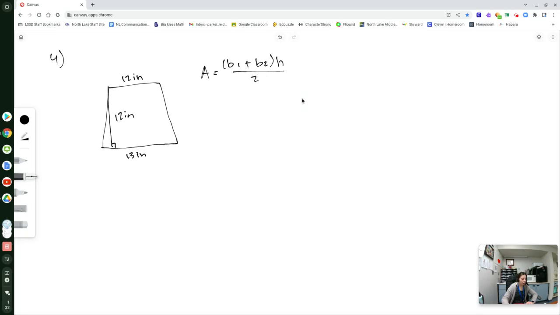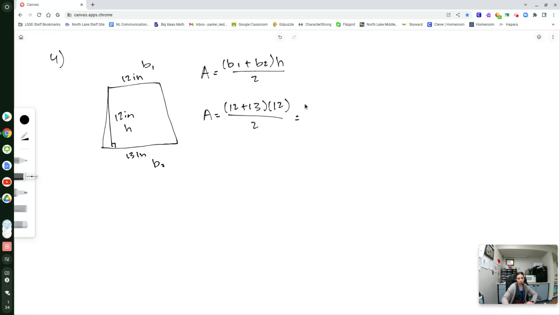Our bases are always the opposite parallel sides. The left and right are not parallel, but the top and bottom are. So the top and bottom have to be base 1 and base 2. The height is always the line that goes straight between our bases. So the line that goes straight between our bases here is 12 inches. We also could notice that a right angle is always right because it shows the base and height. One of our bases, the other base is opposite of it, and our height. So let's go ahead and use those in our formula. Base 1 plus base 2, 12 plus 13, times the height, 12, all divided by 2.